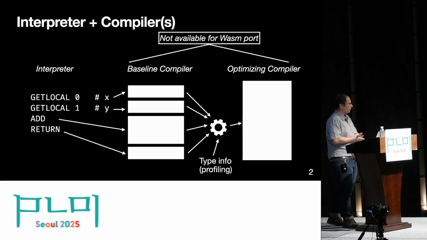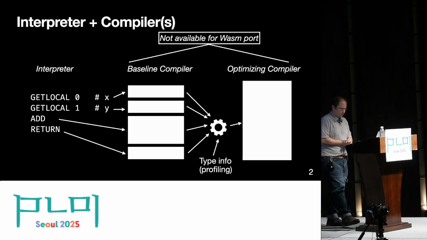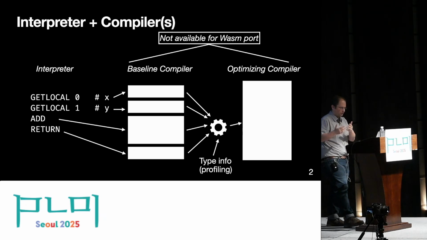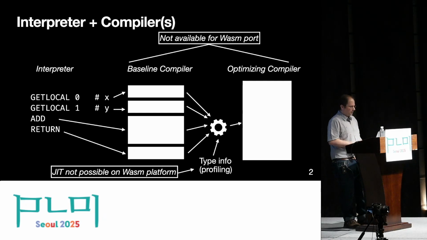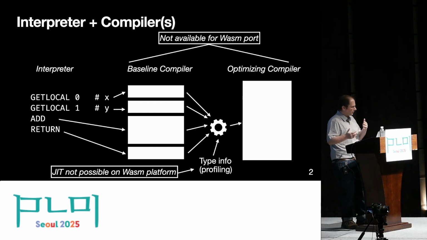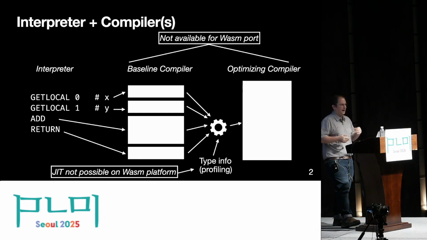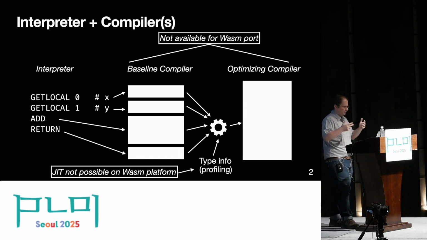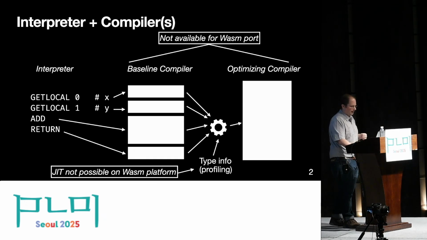Unfortunately, in the port of SpiderMonkey to WebAssembly that I mentioned, these tiers are not available simply because it's a new ISA, a new platform, and there was no implementation to generate WASM bytecode. Moreover, on this particular platform, JIT is fundamentally not possible. For both security and for operational and management reasons, it was not possible to add new code to the system at runtime.